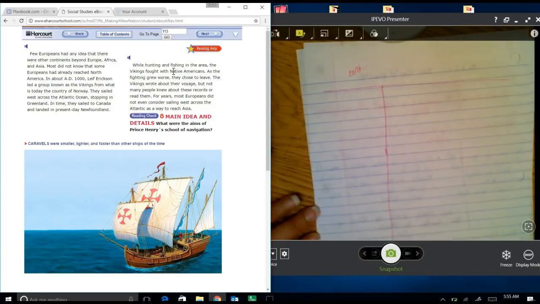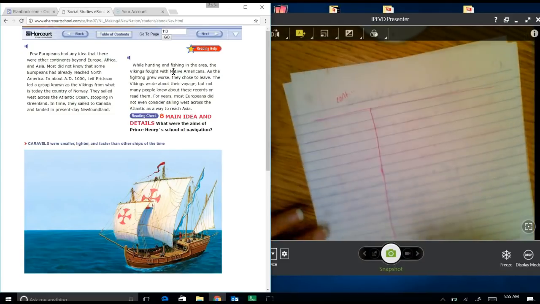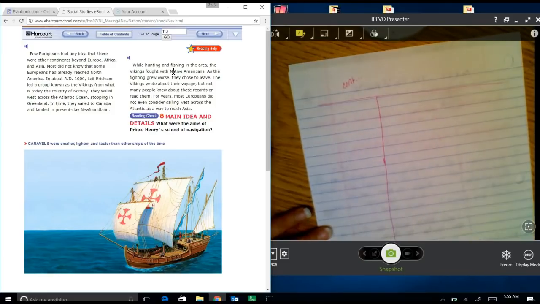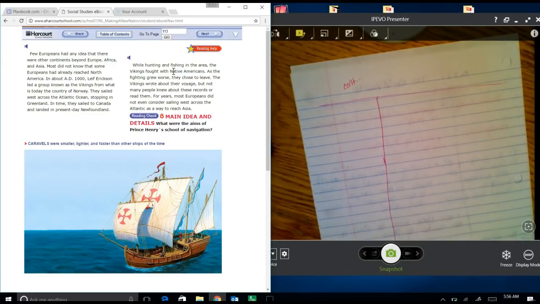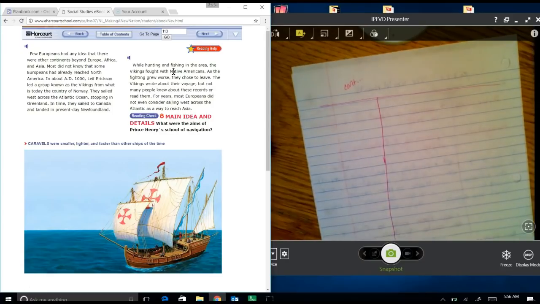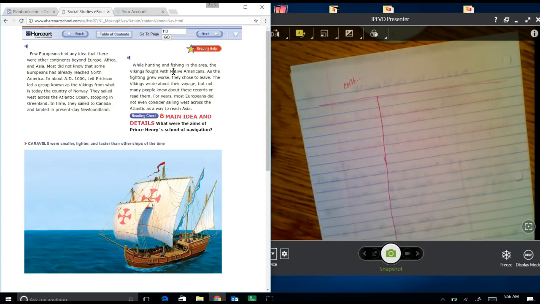Few Europeans had any idea that there were other countries, continents beyond Europe, Africa, and Asia. I think that's a pretty interesting little fact. Okay. Most did not know that some Europeans had already reached North America. In AD 1000, Leif Erikson led a group known as the Vikings from what is today the country of Norway. They sailed west across the Atlantic Ocean, stopping in Greenland. In time, they sailed to Canada and landed in present-day Newfoundland.